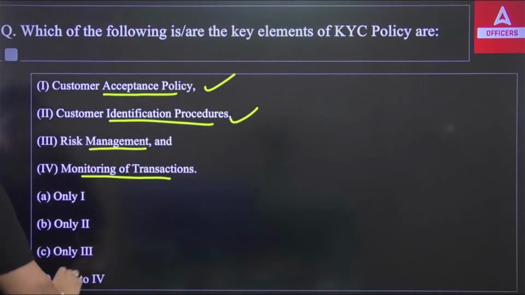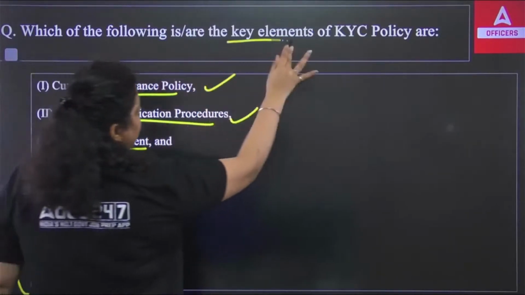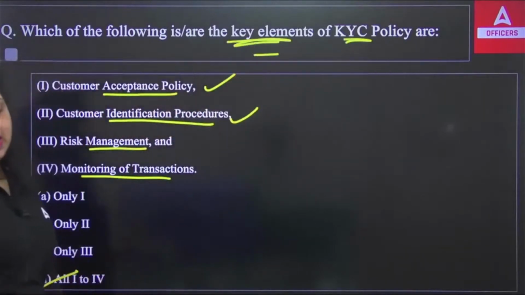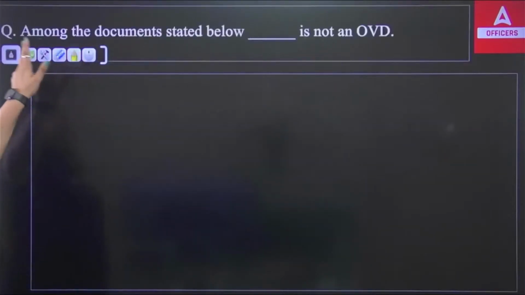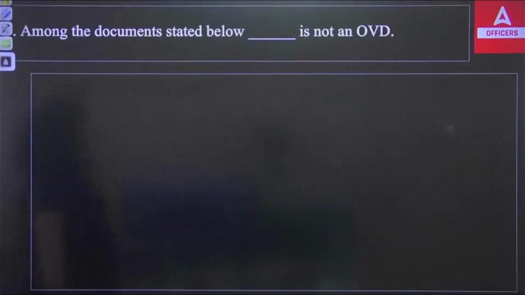So, the right answer is D. All are the key elements of your KYC policy. And this has to be done by the bank to make it possible that money laundering and other activity should not be performed in a bank.